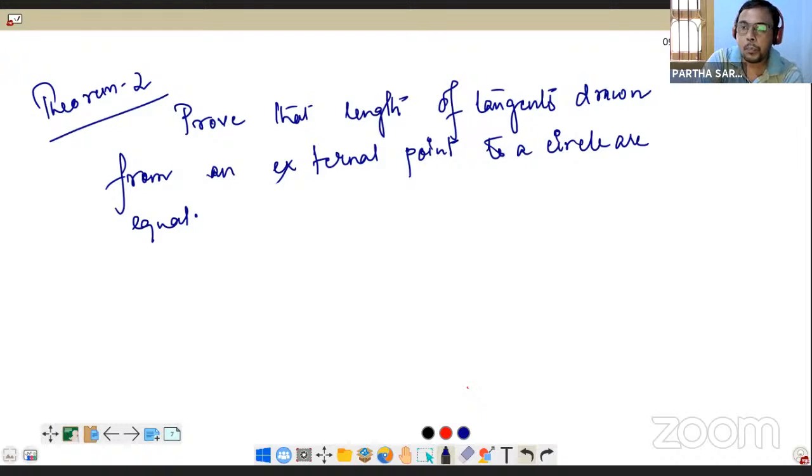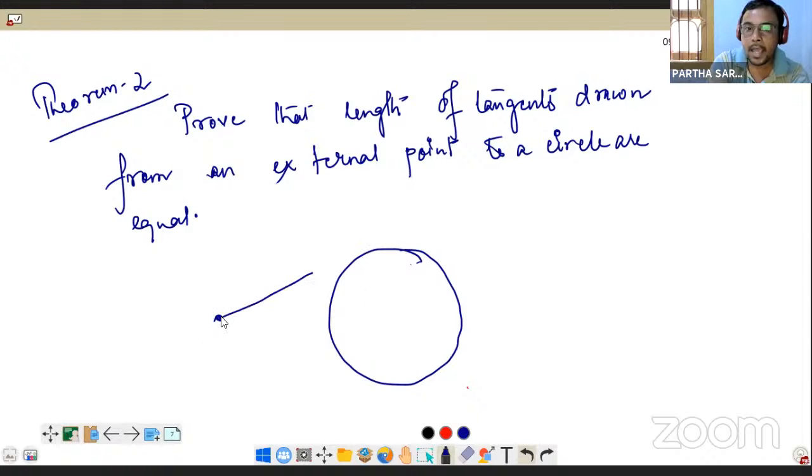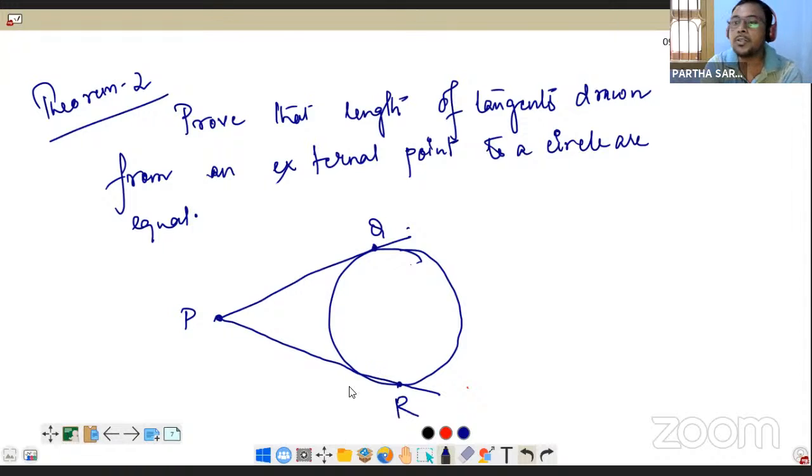Written this proof? Yes, sir. Okay, now see. They said, prove that length of tangents drawn from an external point to a circle are equal. You have to prove that if a circle is there and an external point is somewhere here, from here if I draw a tangent and another tangent to the circle in this position, then up to these two points, say for example this is PQ and this is PR, they are meeting here. So PQ is equal to PR. You have to prove that the length of these two tangents is equal to one another. Okay, so how to prove this one?